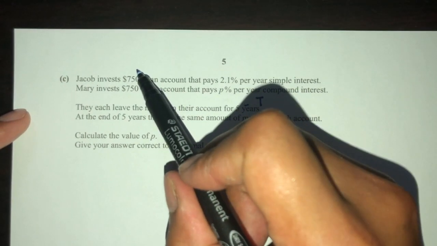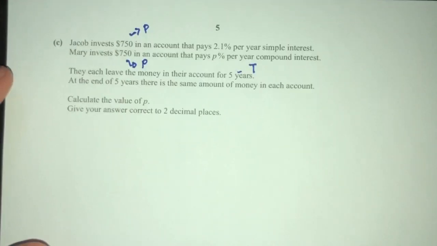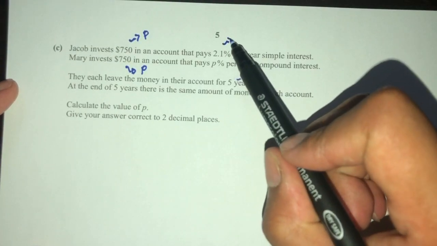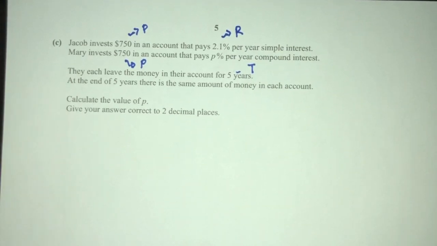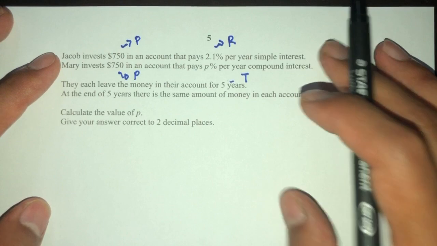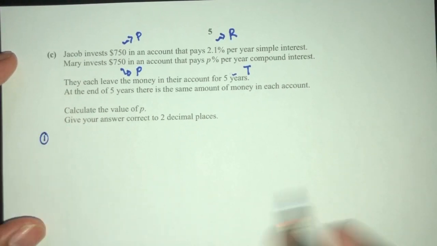And this is the principal, the amount they invest, and this is the rate. Now, the idea is that at the end of 5 years, there is the same amount of money in each account. So we know that at the end of 5 years, Jacob and Mary have the same amount of money in their accounts. So we have to find the value of P correct to 2 decimal places. So one by one, let's first find out how much Jacob has at the end of 5 years. So number one, for Jacob.